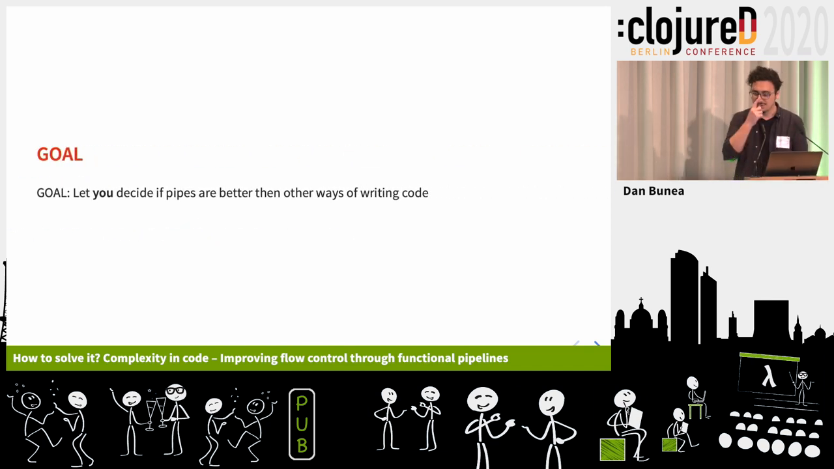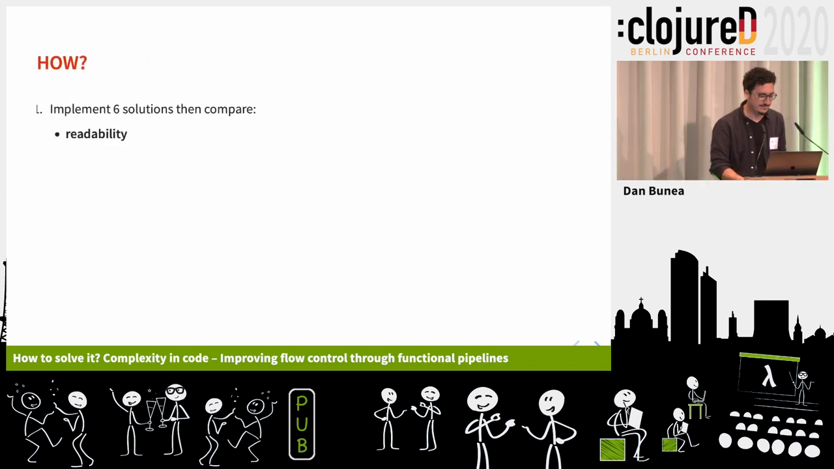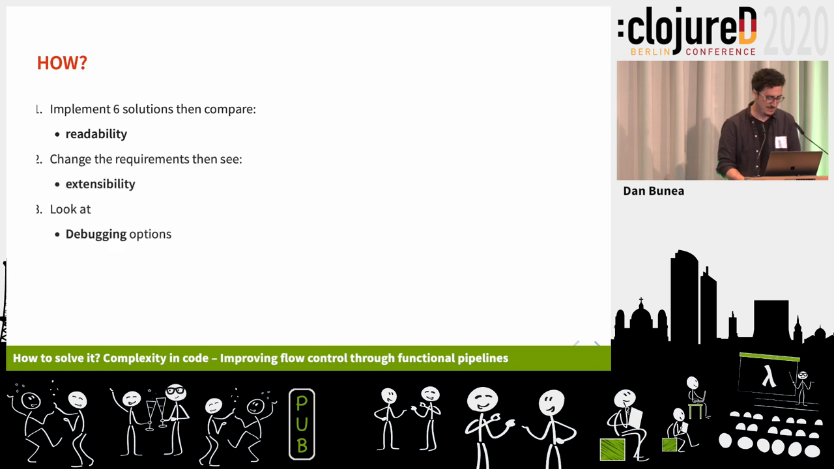OK, so the goal of this presentation is, or this is a promise, that I will let you decide whether pipelines or pipes are better than other ways of writing code. And in order to do that, I will implement 6 solutions to a problem that I'll present fairly soon. And then we'll look at readability. And we will change the requirements to look at how we can extend the code. And then we will look at some debugging options. And finally, I will let you decide. Well, it doesn't mean that you couldn't decide without me letting you know.